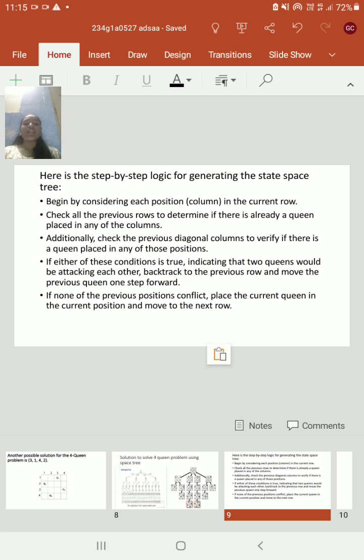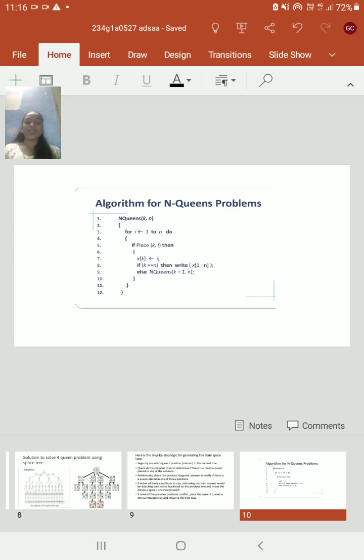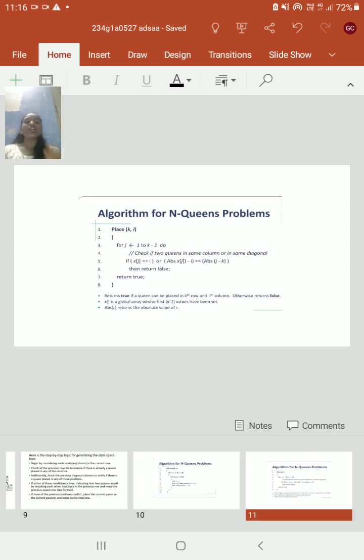If either of these conditions is true, indicating that two queens would attack each other, backtrack to the previous row and move the previous queen one step forward. If none of the previous positions conflict, place the current queen in the current position and move to the next row. For this also, we have to check the condition, that is, no two queens should be in the same column, same row, or on the same diagonal. Let's go to the algorithm for the n queens problem.